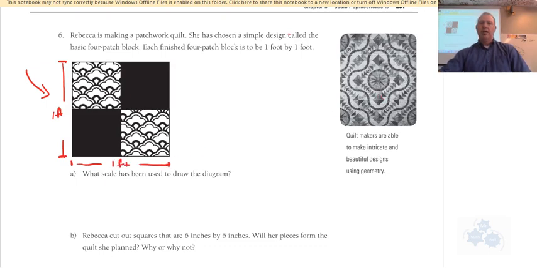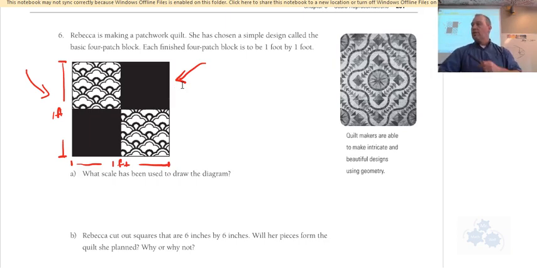Okay. So A says, what scale has been used to draw the diagram? Okay, so this is 1 foot in real life, but what scale has been used to draw this diagram? So what you're going to need to do is get a ruler out and actually measure that. If you measure it in centimeters, you have to convert centimeters to inches, and then the feet to inches, so you have the same units. Okay? So get your ruler out.